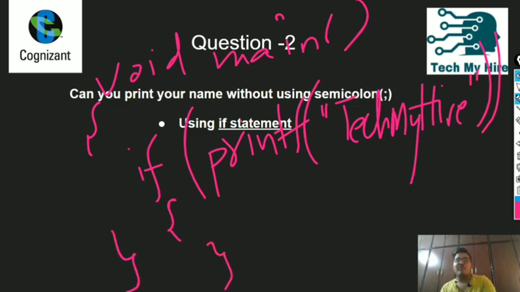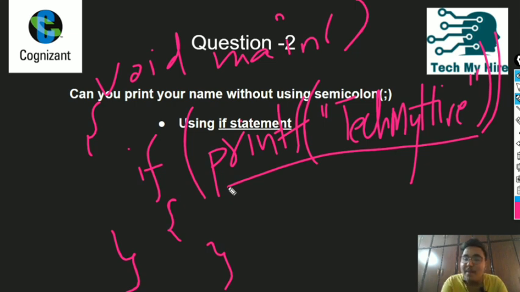So by this we can write our program without using semicolon. See, here I am not using semicolon for my printf, and I am able to print my output. Okay, now see what is happening here.